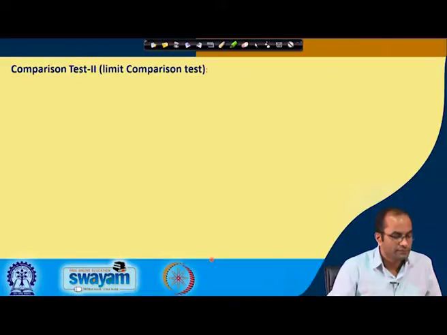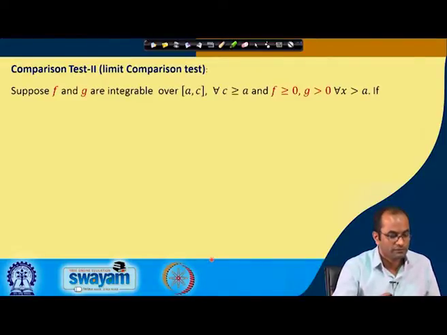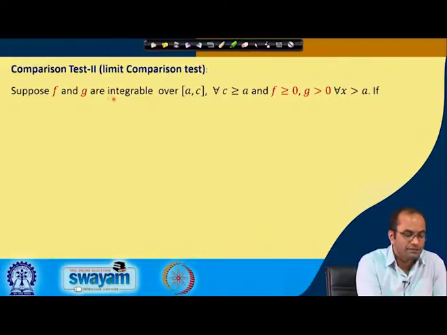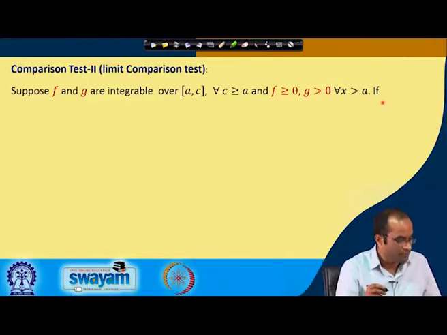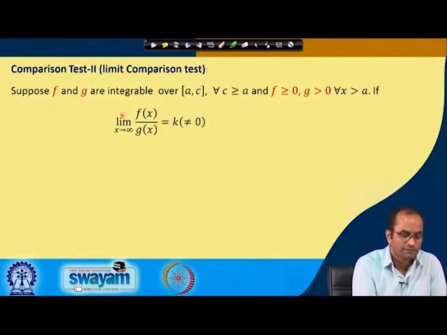Here we have another test, which is called the limit comparison test, or comparison test 2. This is again a useful test. We have f and g integrable over the range a to c for any value of c greater than a, and f takes non-negative values and g is strictly positive for all values of x greater than a. Then we take the limit as x approaches infinity of f(x) over g(x).